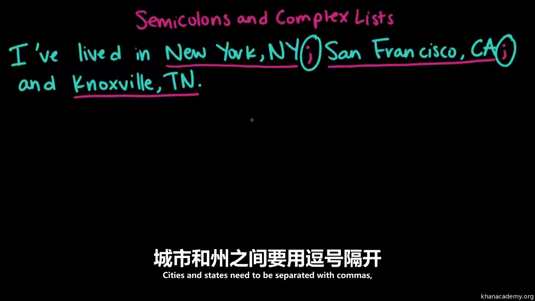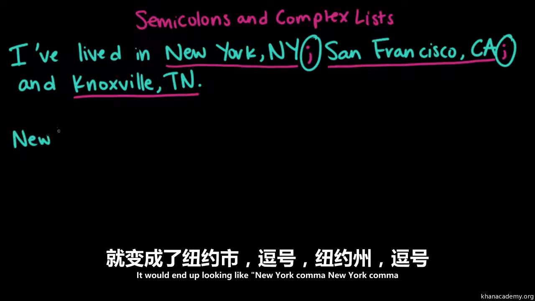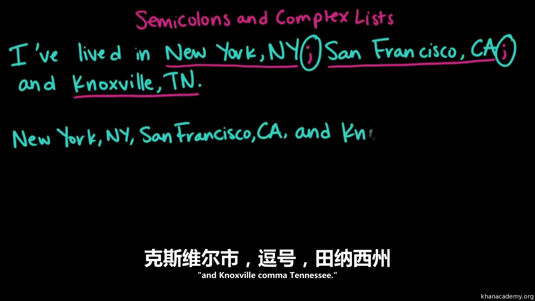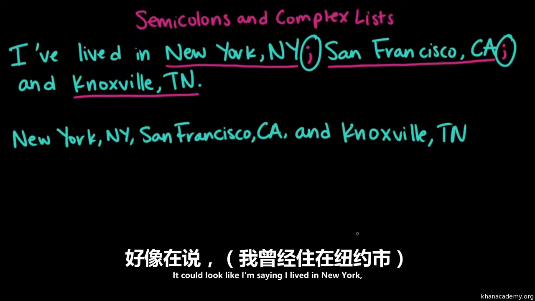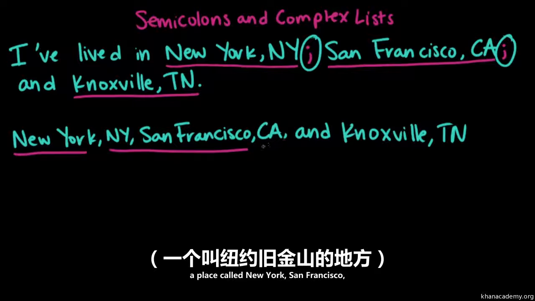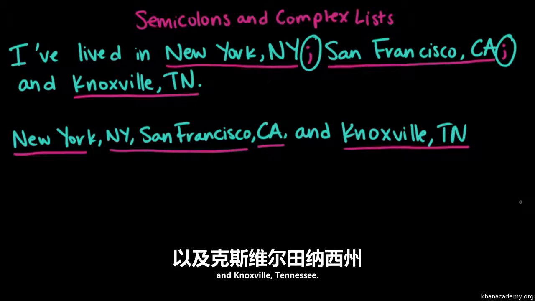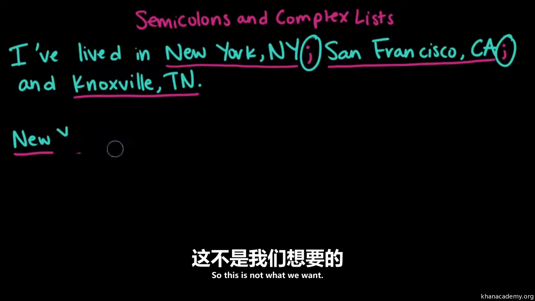Cities and states need to be separated with commas, so if our list had commas in it as well, that would get kind of confusing. It would end up looking like New York, New York, San Francisco, California, and Knoxville, Tennessee. This has a pretty high chance of being misunderstood. It could look like I'm saying I've lived in New York, a place called New York, San Francisco, just California in general, and Knoxville, Tennessee. That's just a lot of commas and a lot of chances for misinterpretation. So this is not what we want.